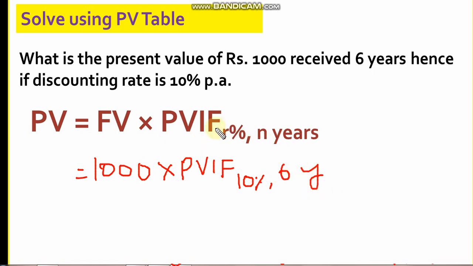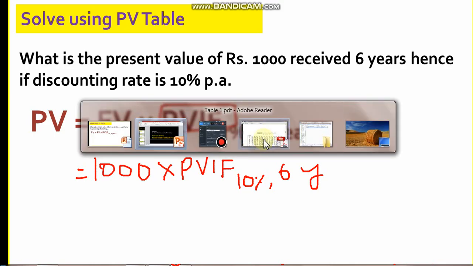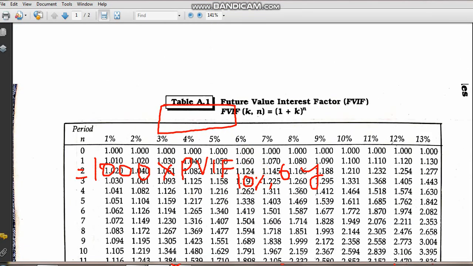So three things we have to remember here. First, we have to identify the table. Now we are calculating present value, so we have to go for the PVIF table. What is PVIF? Present value of interest factor table. Then in present value of interest factor tables, we have certain discounting rates and certain number of years, so we have to find that out. I have the table open here.